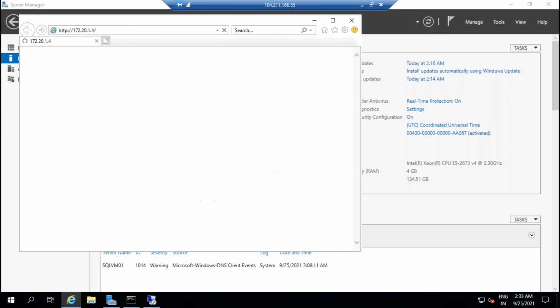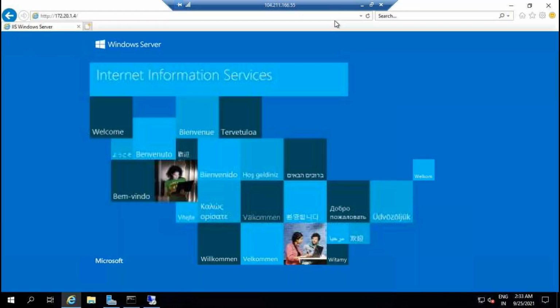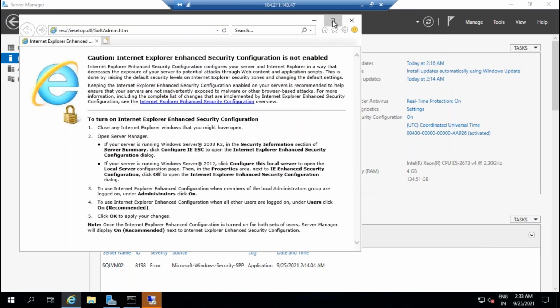Right. It will load the page. It'll read for sure. Why? Because there is no block on that service from these two machines.